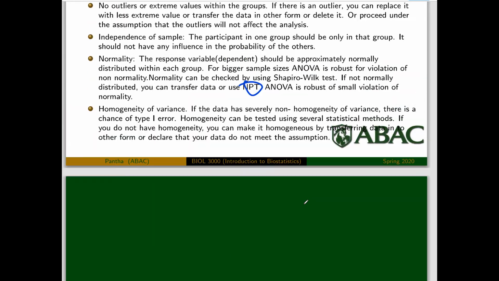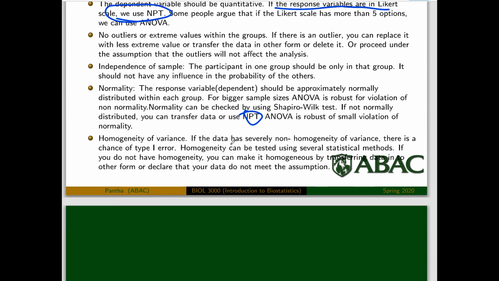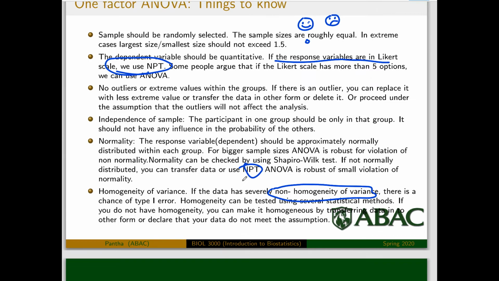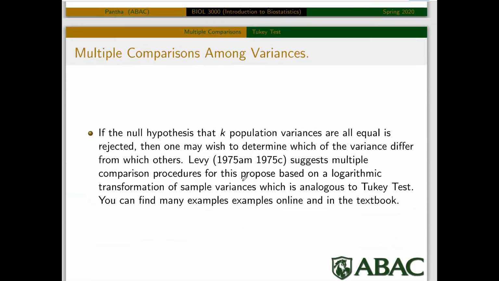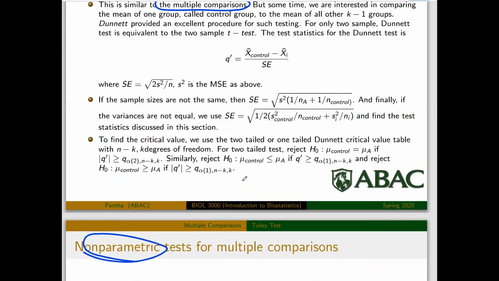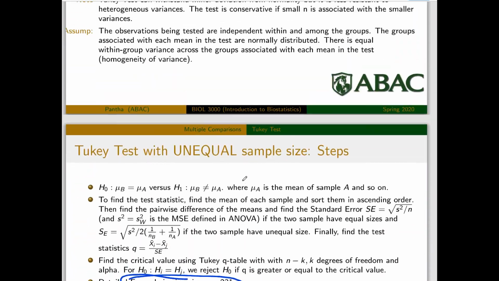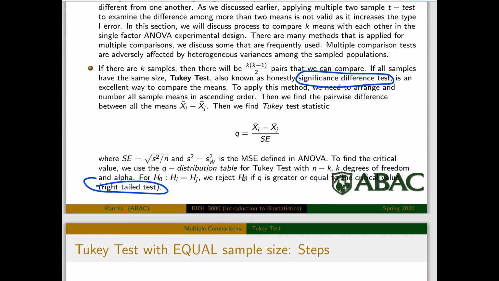Another is the homogeneity of variance. If the data has severely non-homogeneous variance, there is a chance of type 1 error. Homogeneity can be tested using several statistical methods. If you do not have homogeneity, you can make it homogeneous by transforming the data into another form, or declare that your data do not meet the assumption. Alright, that's all.